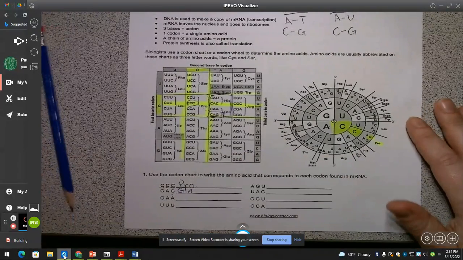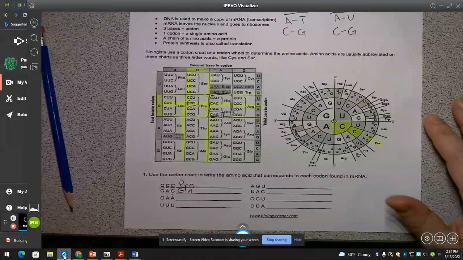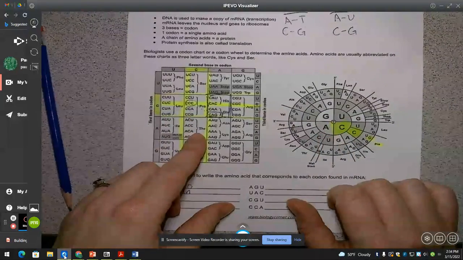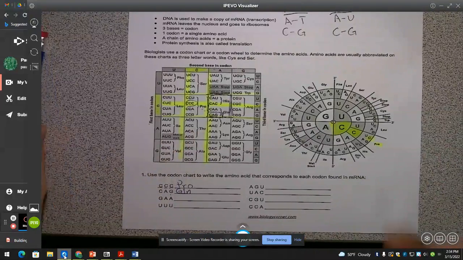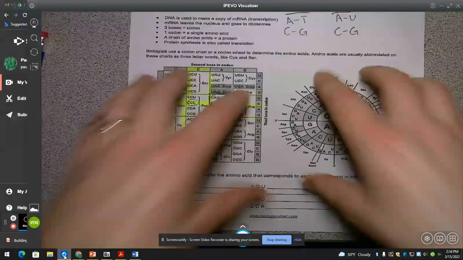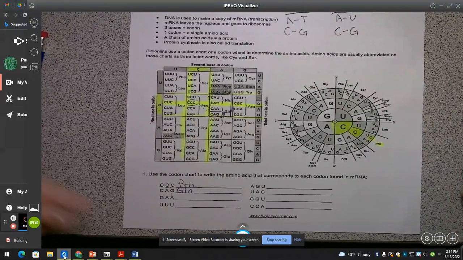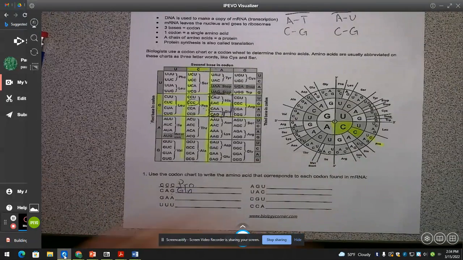Alrighty. I hope this was helpful. The key to these is just practice. And then, of course, if you prefer the circle one versus the square one, you use what you prefer. But please be aware that either one can be on a test, because they're going to give you the same answer if you know how to read them correctly. So don't favor one to the point where you can't read the other one.